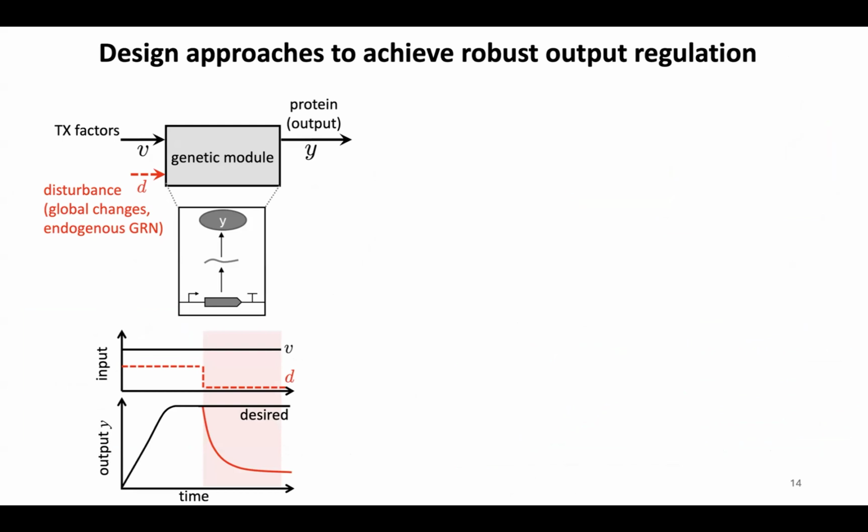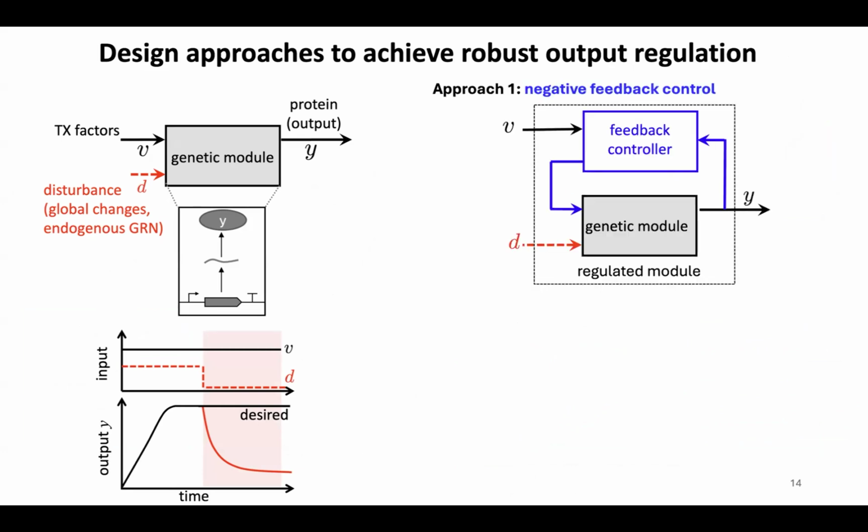We therefore undertook this task of having the following problem solved. We have a genetic module that takes inputs, among which transcription factors. We have outputs, proteins of interest, and then we have all these disturbances. How do you fix that? Well, you can use a negative feedback control approach, where you take the output of your genetic module and use it to feed a feedback controller that then adjusts variables in your genetic module, probably rates.